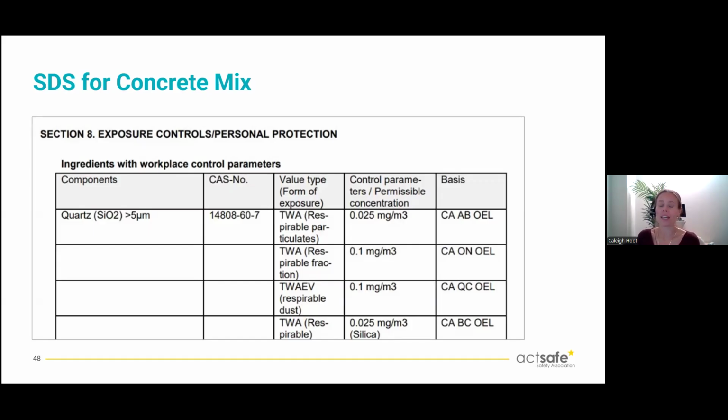So we'll go over to number 4, and these are our control parameters or our permissible concentrations. These are your actual exposure limits in milligrams per cubic meter of air. And then we have your basis, like we talked about earlier: Ontario, British Columbia, Alberta. If we go down to the bottom where we see BC and we go to our OEL, our occupational exposure limit, it is set at 0.025 milligrams per cubic meter of air.